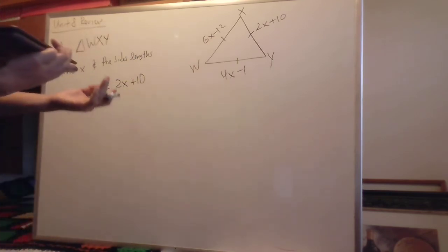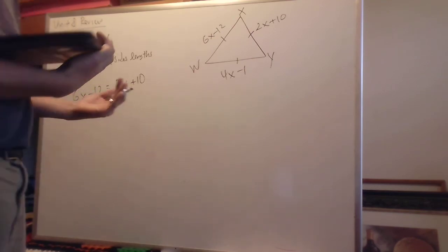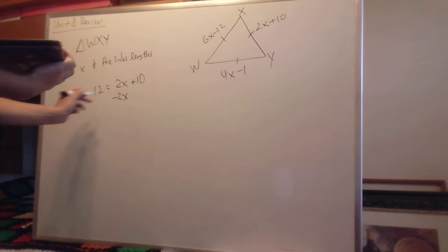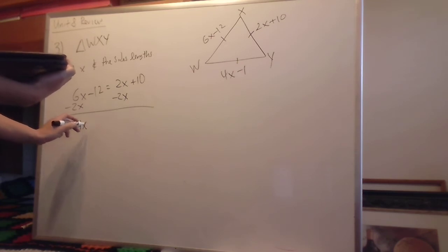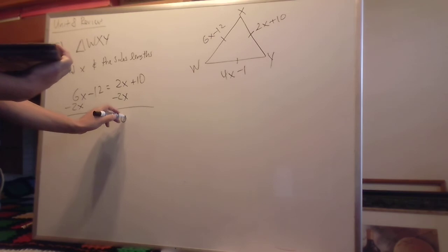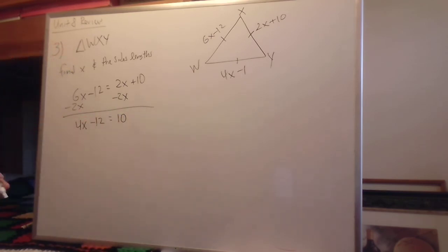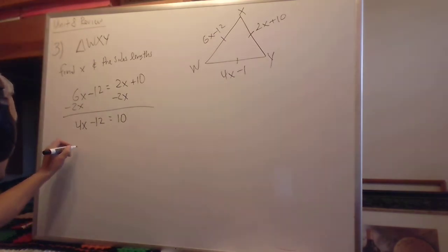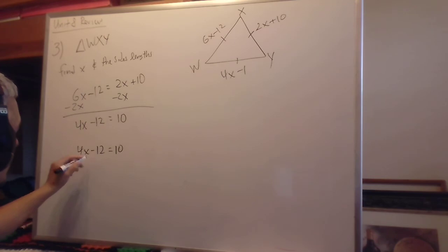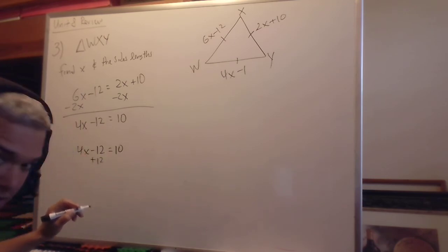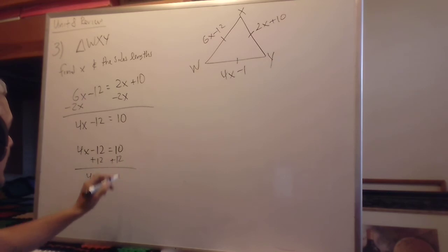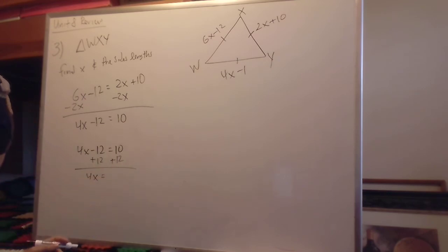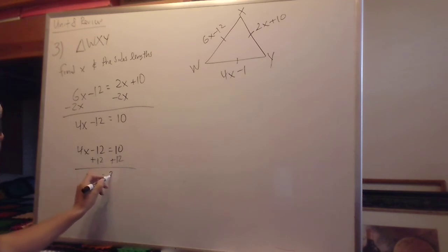It's exactly the same problem type that we just did. So we are going to get x to one side of the equal sign. I'm going to subtract 2x from both sides, and we're going to get 6x minus 2x, so that's 4x minus 12 equals 10. Now I'm going to add 12 to both sides of the equal sign, and I'm going to get 4x equals 10 plus 12. That's going to give me 22, divided by 4.